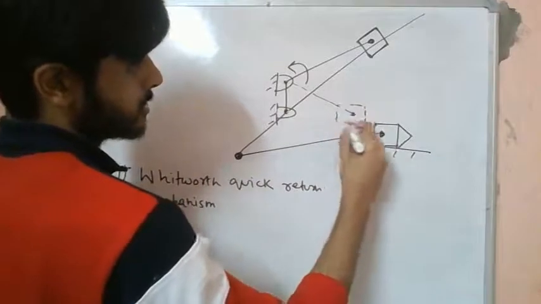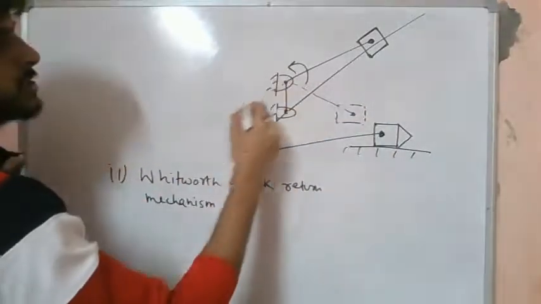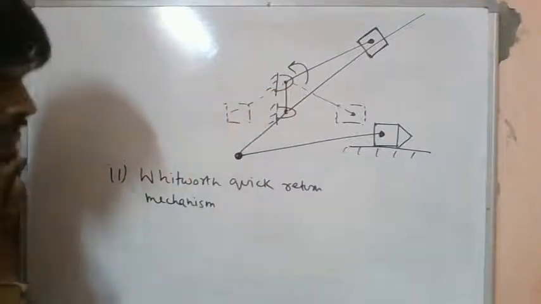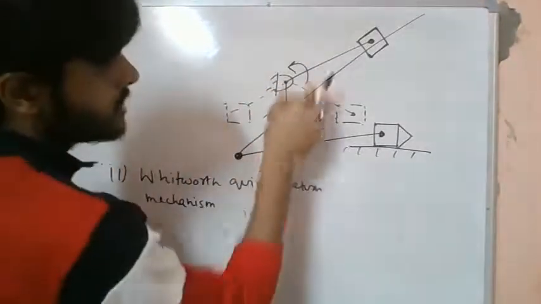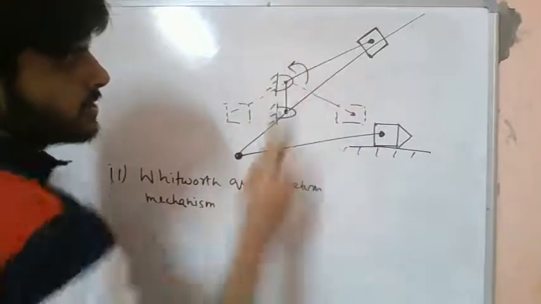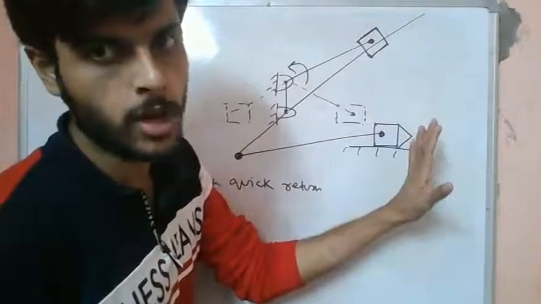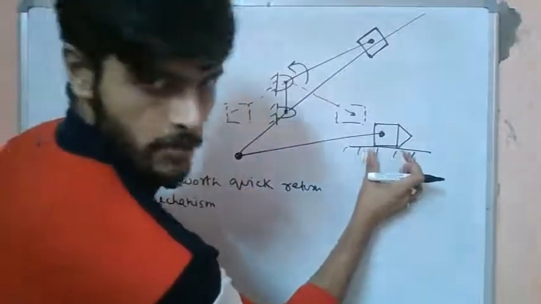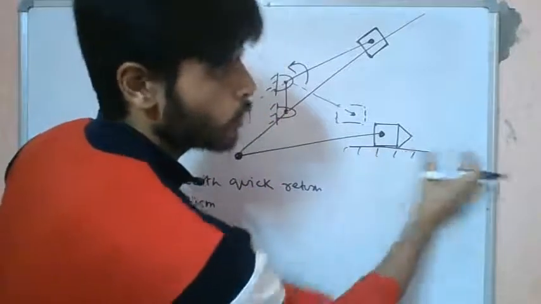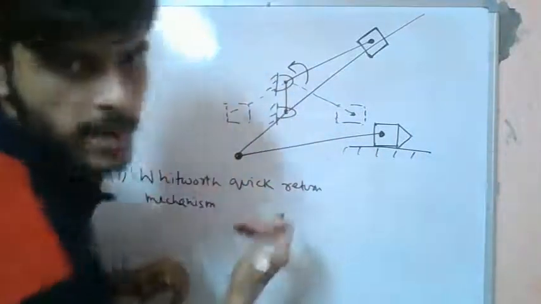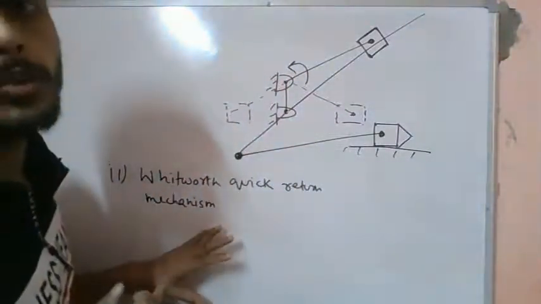This is one of the extreme conditions. Another extreme condition is when the slider is at this point. So these are the extreme conditions. What happens is that when this link rotates like this, the forward stroke is slower and the return stroke is faster. That means this tool will travel at a much slower rate as compared to when it returns back. That's why this is called a quick return mechanism.